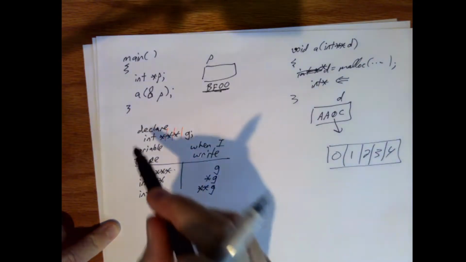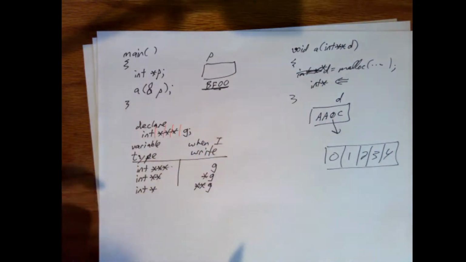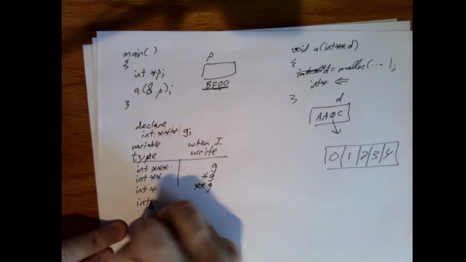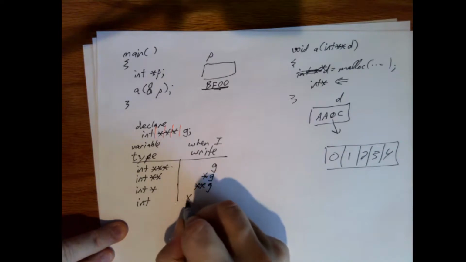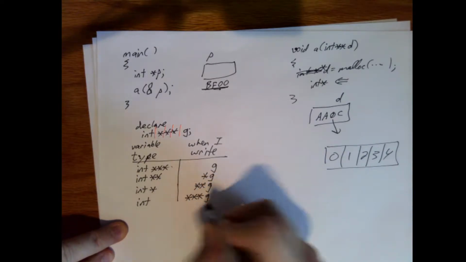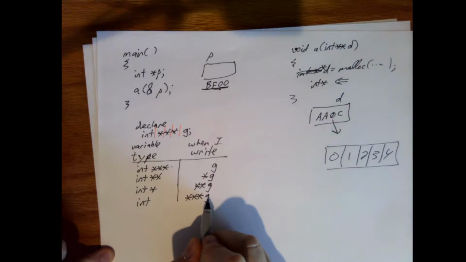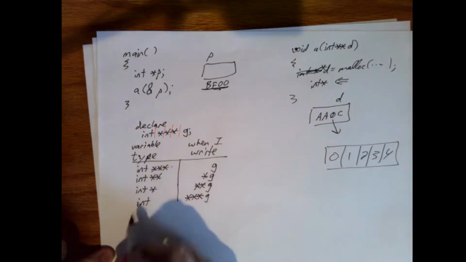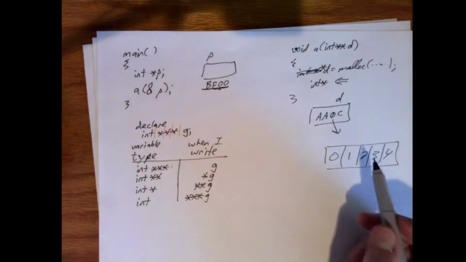And then finally, I can draw the final line here. And that gives me this: int star star star G. If I put all three stars on G, then the type of thing I'm dealing with is an int. So we need to think of that here.